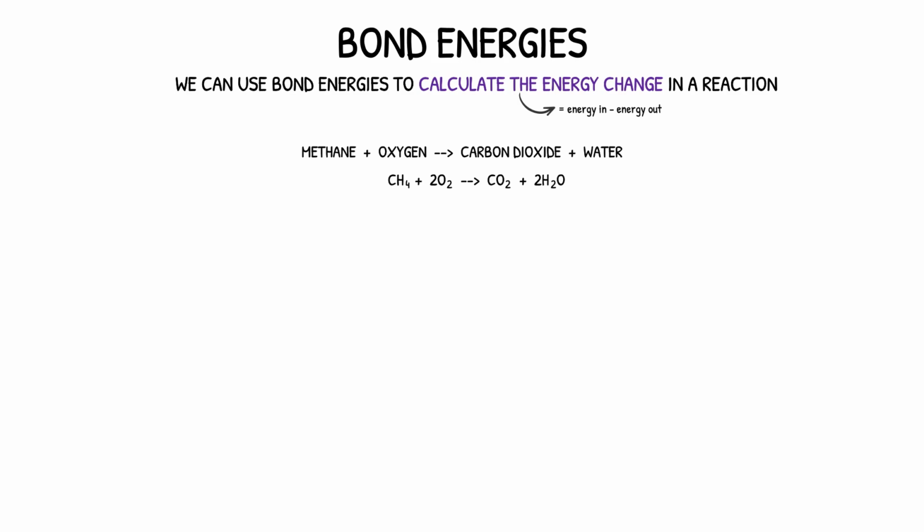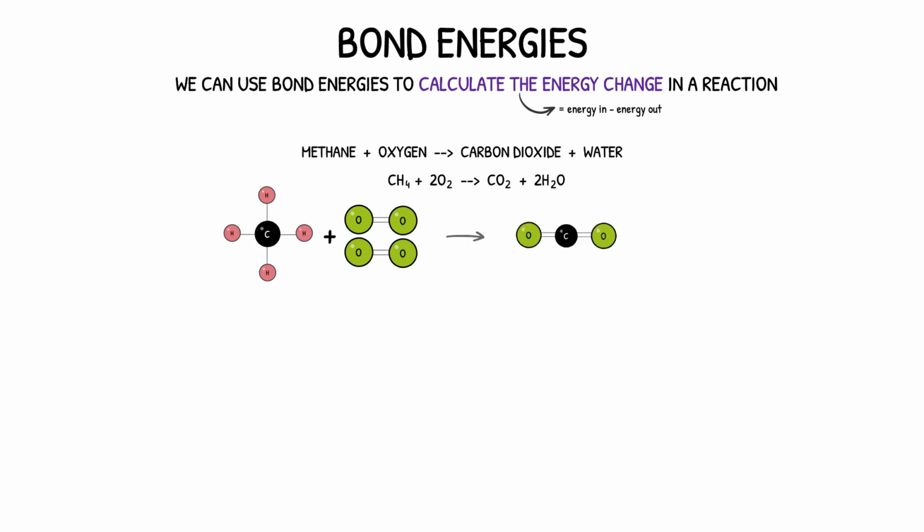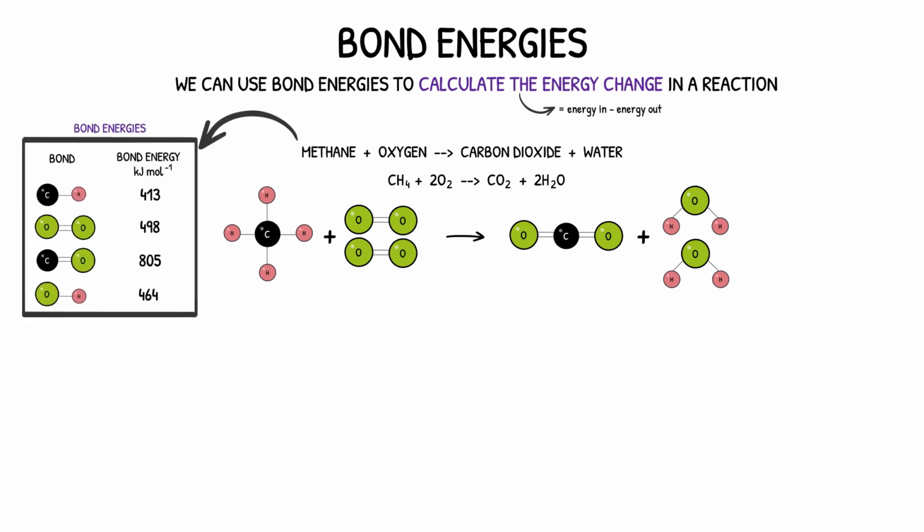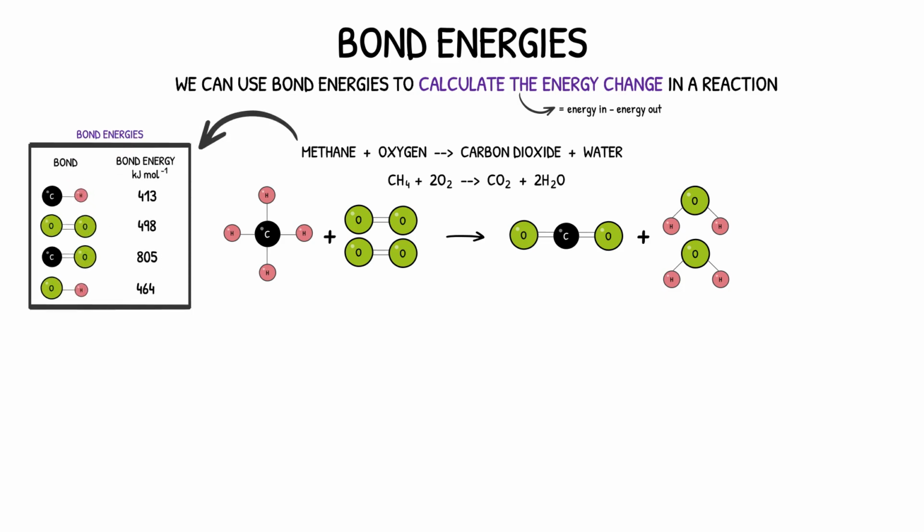Before you begin any calculation, it's important to ensure that your equation is correctly balanced. The balanced equation for this reaction tells us we have 1 molecule of methane, 2 molecules of oxygen, 1 molecule of carbon dioxide, and 2 molecules of water. The bond energies for the different bonds in this reaction are provided here, and these will be provided in your exam papers too. To start, we must calculate the energy absorbed from the surroundings to break the bonds in the reactants. This is the energy in.